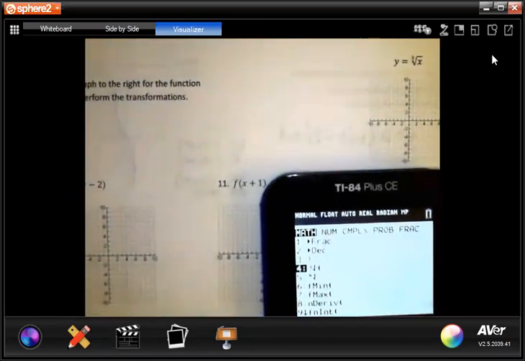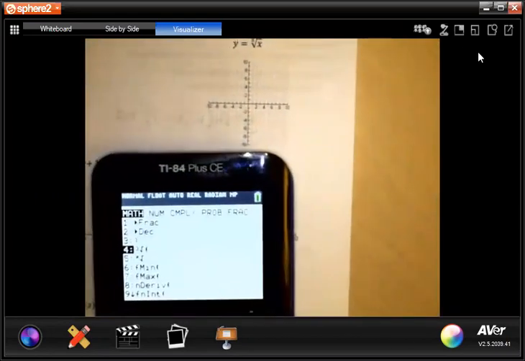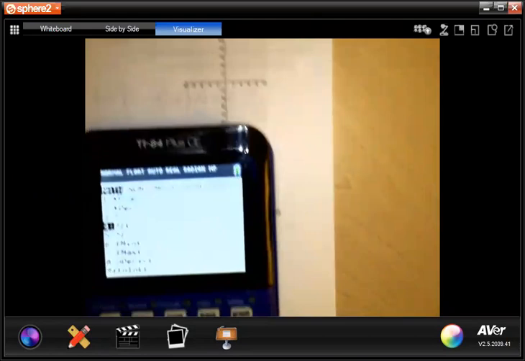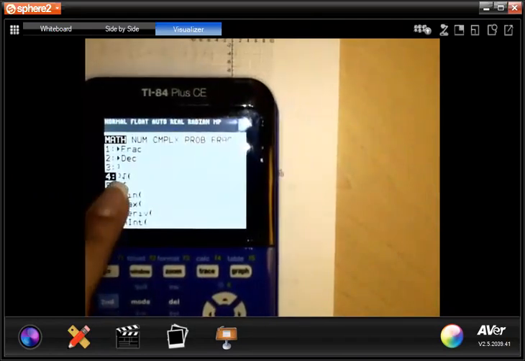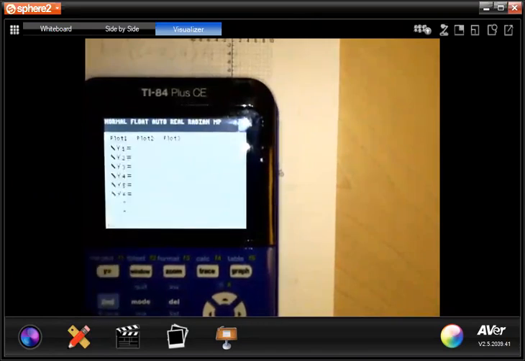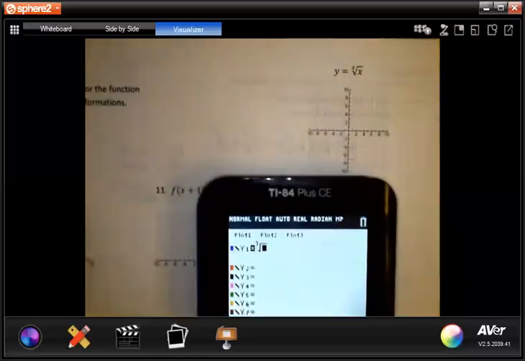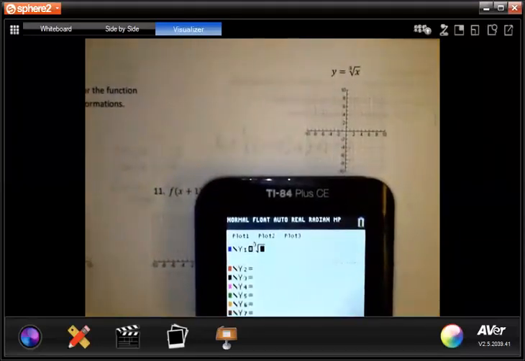Sorry about that. There's kind of a glare there. Let me see if I can fix that. That's worse. Oh, okay, right there. So it's got the cube root of x right there. So that's the one that I would want to push, and then it gives me that cube root there, and we can start putting it in.